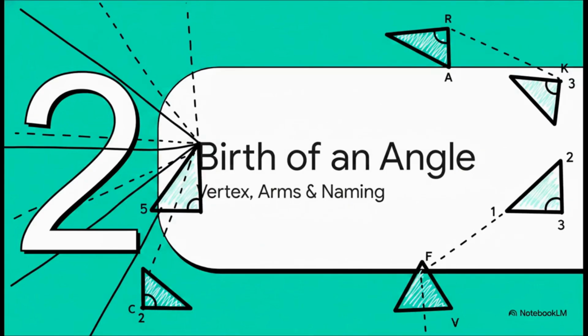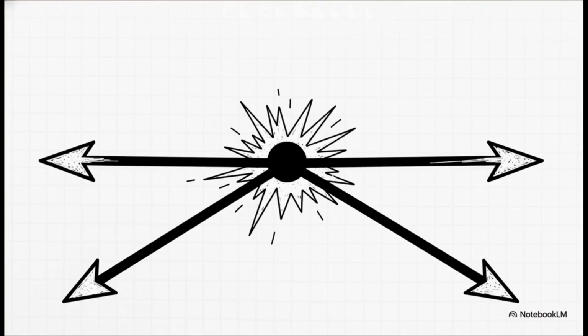Moving right along to Section 2, the birth of an angle. Let's talk about the vertex, arms, and naming. So what happens when those straight rays finally collide on your paper? Something entirely new is born. Picture bringing 2 rays together until their endpoints physically touch. That exact joining point where they crash into each other, that's your vertex. And once they're connected there, those 2 rays officially become the arms of your brand new angle.